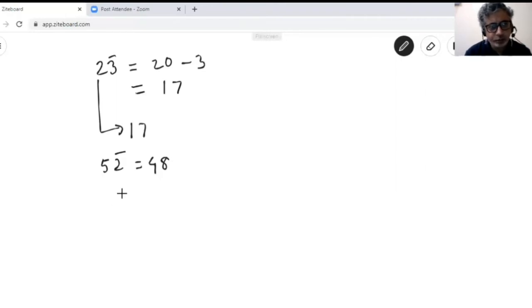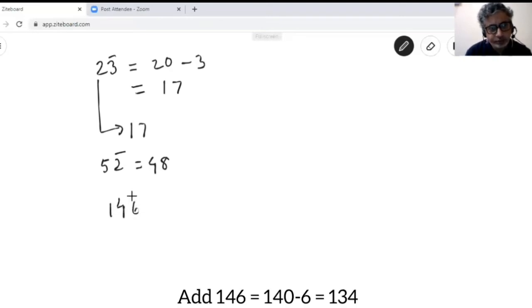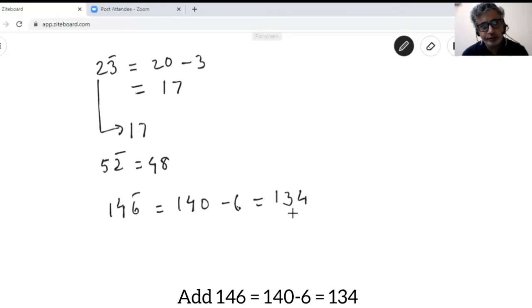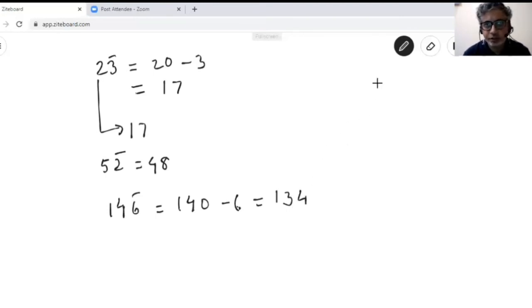Okay, let's take a higher number now, like 146 bar, and let's take the first method of doing it. This is nothing but 140 minus 6, which is equal to 134. So 146 bar is equal to 134. Pretty simple. So we have now learned what a Vinculum number is, how to convert a normal number to a Vinculum number, and how to convert a Vinculum number to a normal number. Let's do some subtraction now using Vinculum.